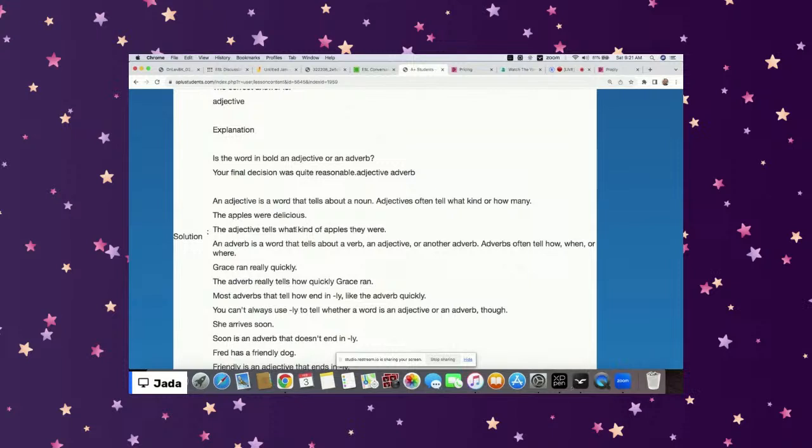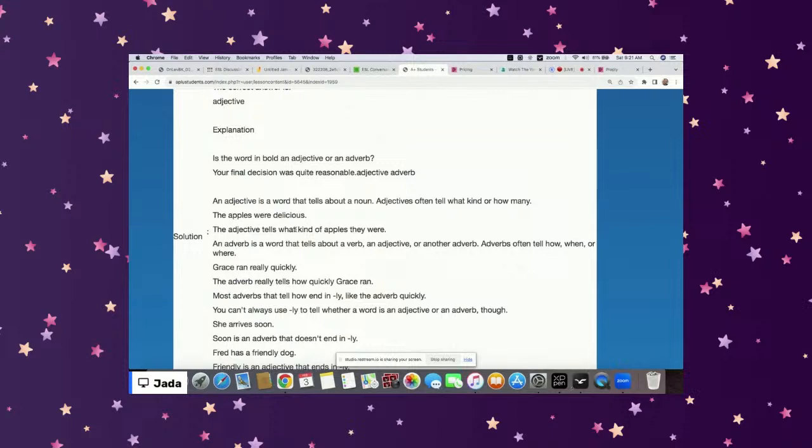Now, an adverb on the other hand is telling you more about a verb. Okay, it's telling you about a verb, an adjective, or another adverb. So that's the difference. Now, adverbs often tell how, when, or where. How did it happen? When did it happen? Where did it happen? That is an adverb.